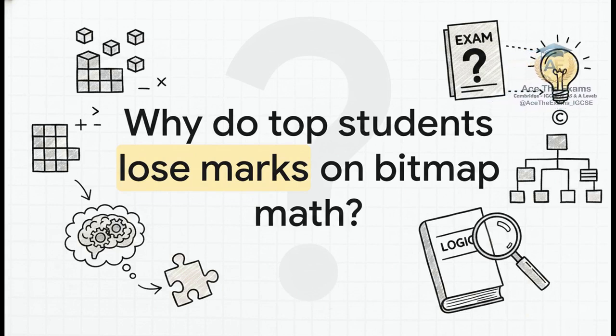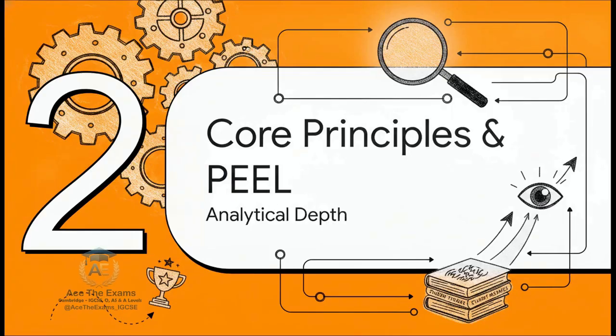They want to see a clear demonstration of how fundamental principles transfer to the unique, specific scenario given in the paper. If the question is about a game designer optimizing assets, you have to frame your math around game design, not just floating numbers. Make sense? Good. Let's move into section 2, core principles and the PEEL framework, to see what top-performing students are doing differently.